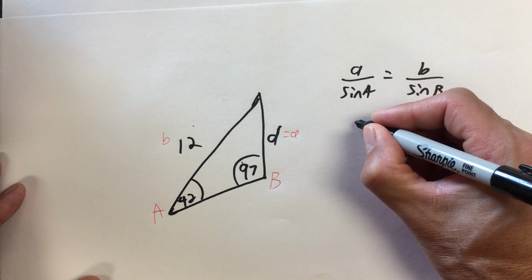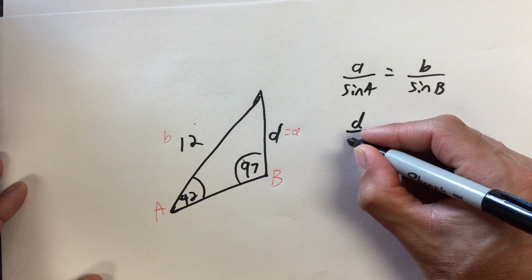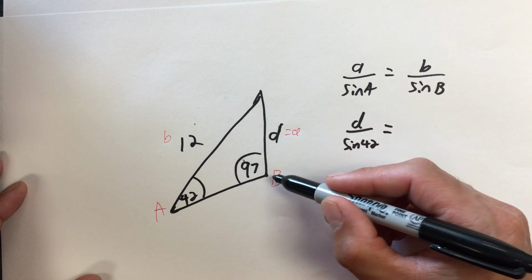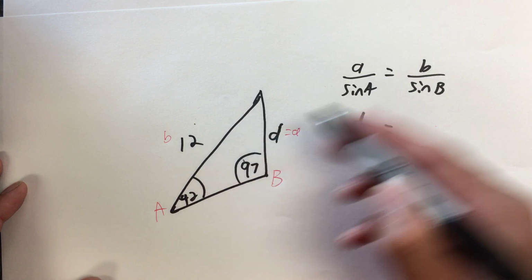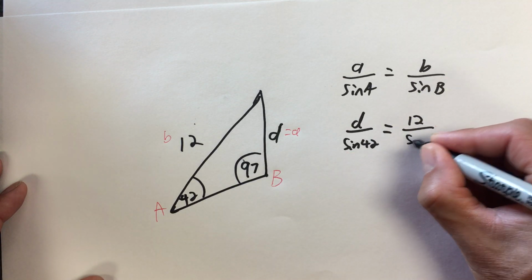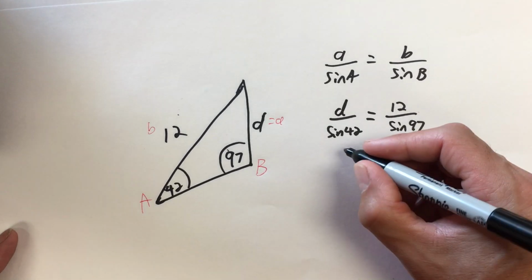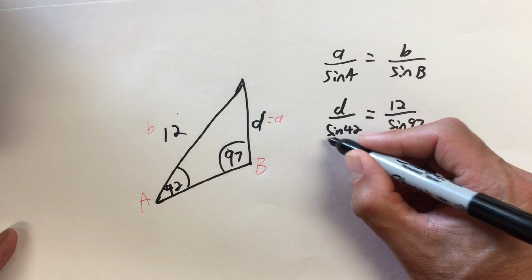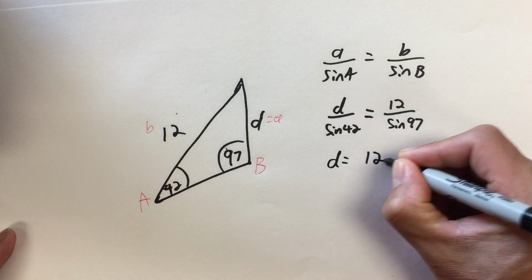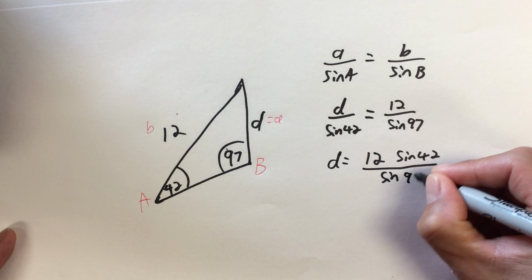So A is my unknown side length D, and the sine of A is the sine of 42 degrees. B is my known side length of 12, and the sine of B is the sine of 97 degrees. So I now can rearrange this by multiplying both sides by the sine of 42 degrees. So D is equal to 12 times the sine of 42 degrees divided by the sine of 97 degrees.